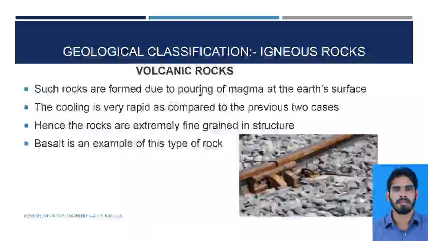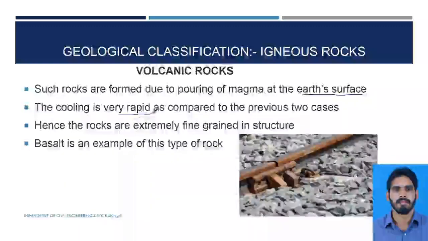These sorts of rocks are formed at the earth's surface. They are formed when magma pours out at the earth's surface. This is not at a considerable depth or a shallow depth. This is on the surface of the earth itself. The cooling is very rapid also.